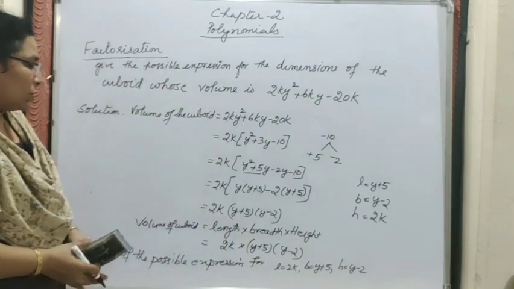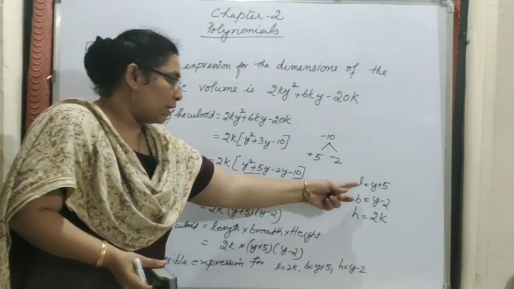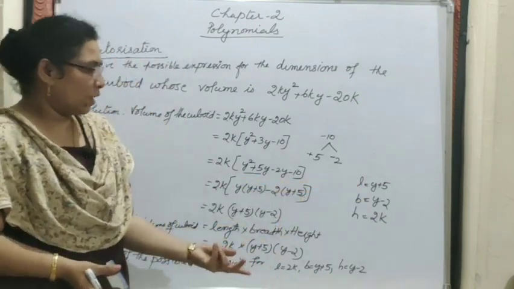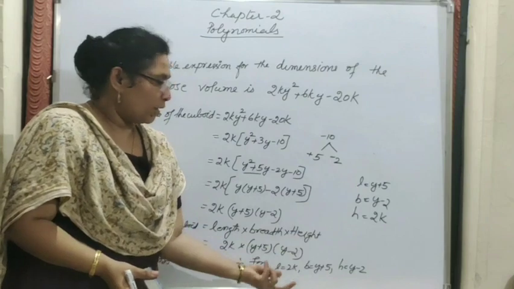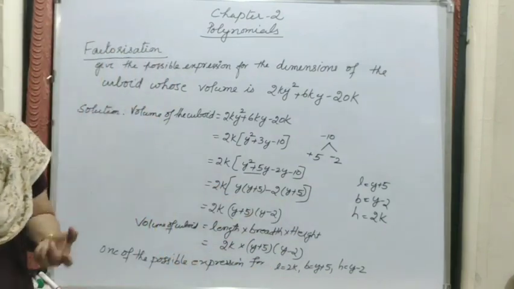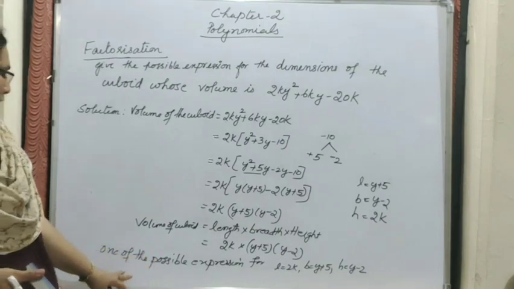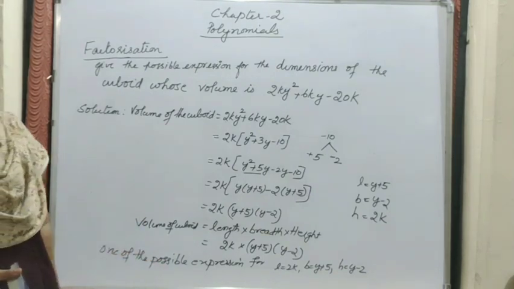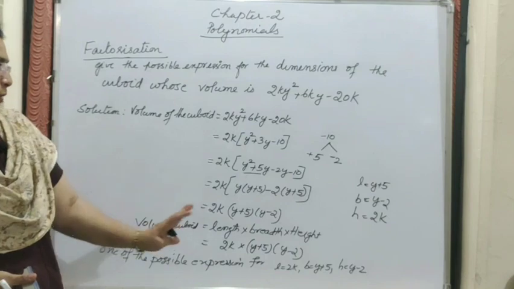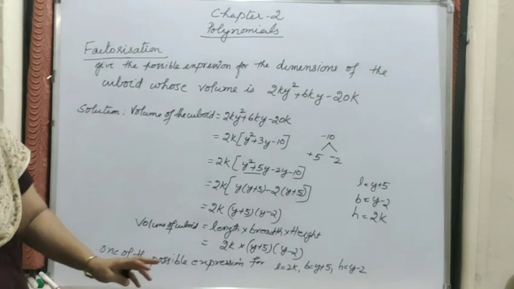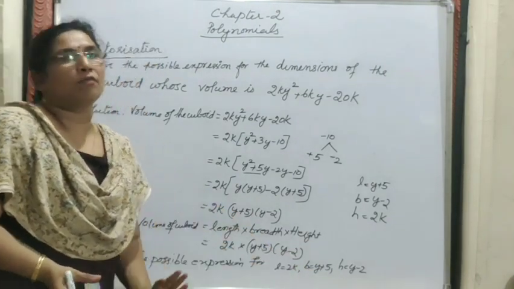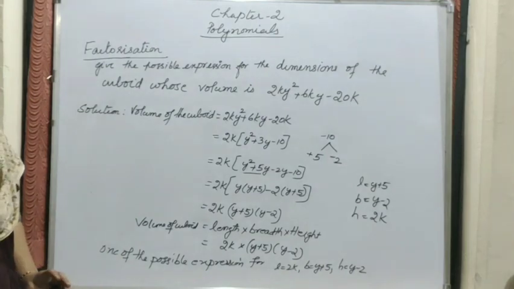Now one cadet may tell me that L should be y minus 2. That is also correct. Then B should be y plus 5 and h is equal to 2k. So any way we can write. There is no restriction. You should write here like this: one of the possible expressions for L, B, h. Don't repeat the answer. You should take it as three different factors. Got the idea?